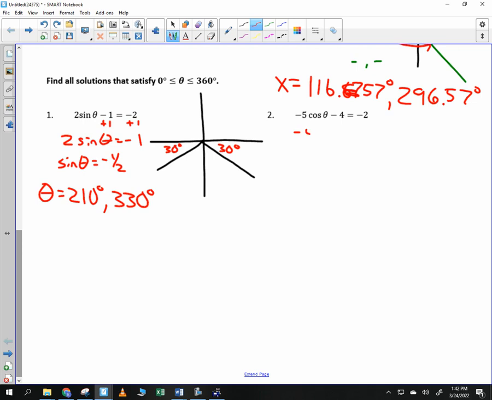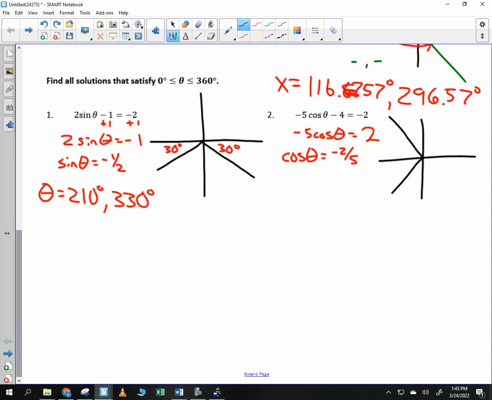Okay? All right, the next one, what are we going to do first? Add 4, so we get -5 cosine of theta is equal to dos, which is Spanish for 2. You're welcome. And then cosine of theta is -2/5. What first? Where is it negative? 2 and 3.